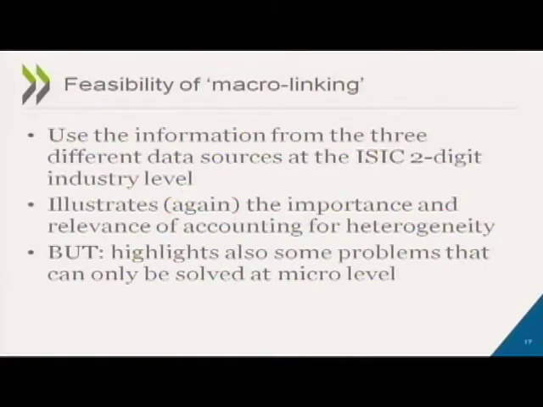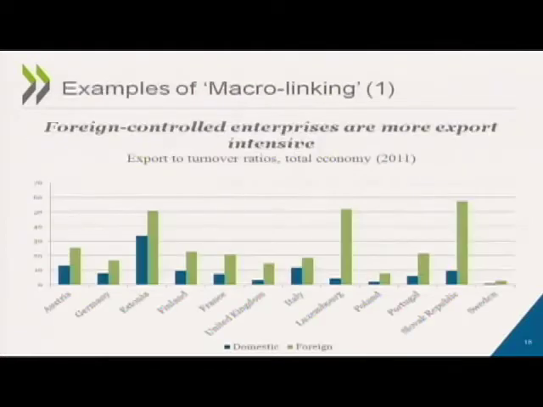So I will show you some slides that give some first results of this type of work. And I think these slides actually illustrate, again, the importance of accounting for heterogeneity. But as you will see in the subsequent slides that I'll be showing, we also have some problems in making the link at the macro level. So this is not a problem with the data as such, but it's a problem of making the link at the macro level within the OECD. That can hopefully much better be solved at the micro level, so at the national statistical offices.